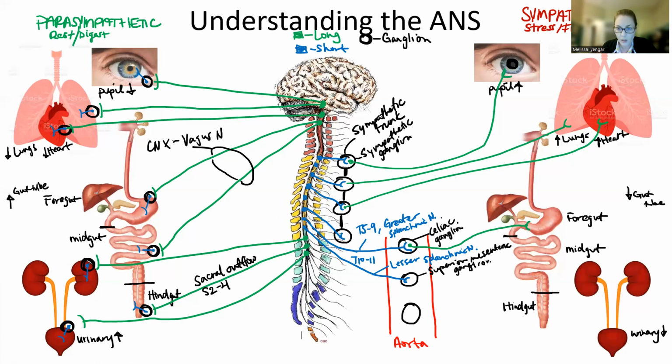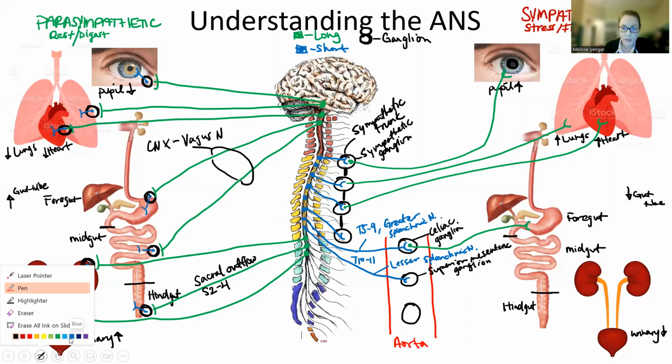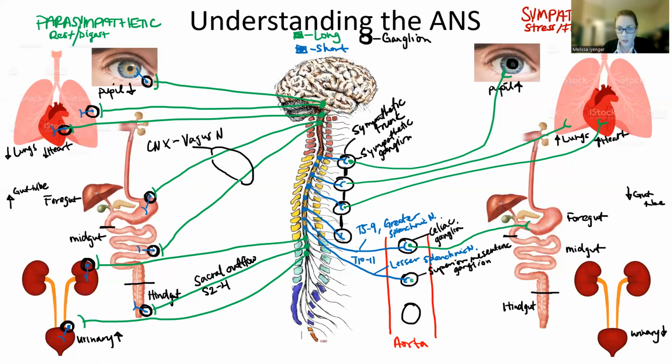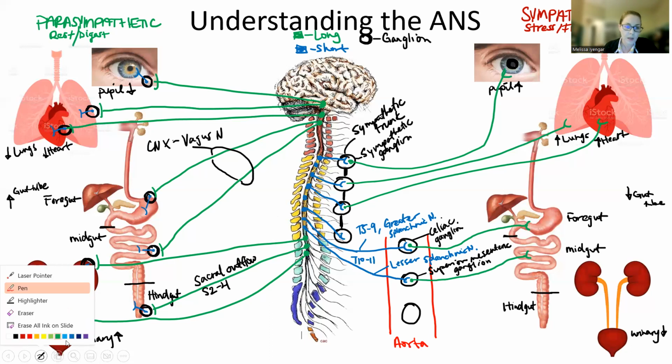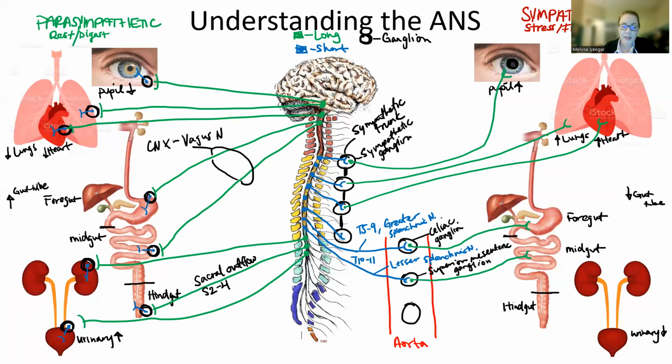Whoops, ganglion. And then we're going to have our postganglionic neuron, which is in green, right? The postganglionic neuron is going to come over here to our midgut structures, just like that. Now, the hindgut stuff is a little more complicated because what's going to happen is part of T10, whoops, I have the wrong color right here.